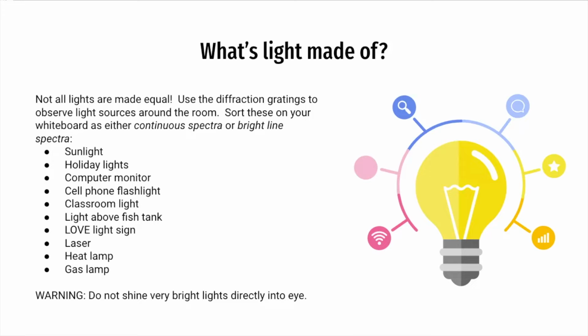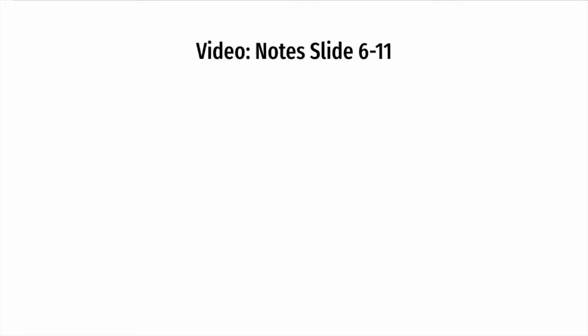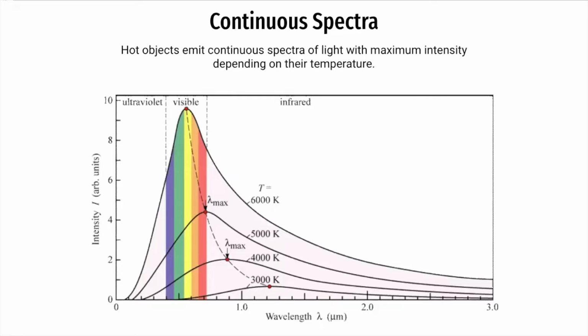Now, with these, we had the chance to look at a lot of different lights, and a large number of them were continuous spectra. These would be things like the sun, heat lamps, the light above the fish tank, the flashlight from your phone. These are continuous spectra because these are lights that use heat to create light. Now, these might still run on electricity, but the heat of them is what creates the light.